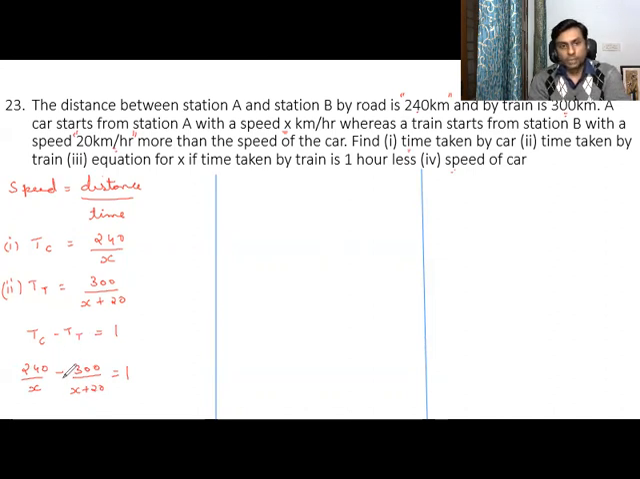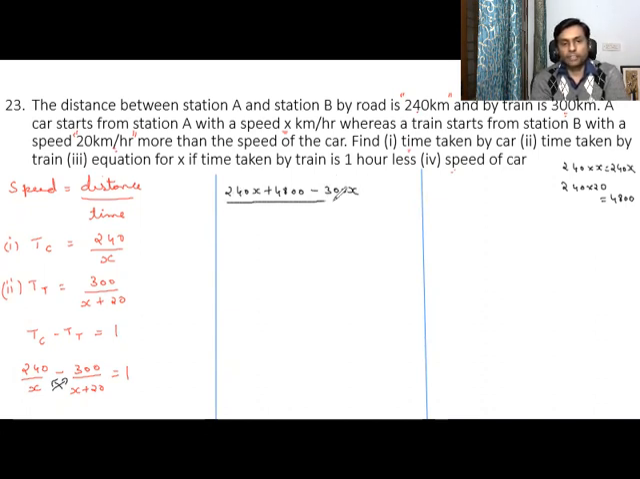So take the LCM. How to take the LCM? Cross multiply first. Carefully. 240 into x, that is 240x. Next, 240 into 20. That is 24 into 2, 48, so 4,800. So 240x plus 4,800 minus 300 into x.